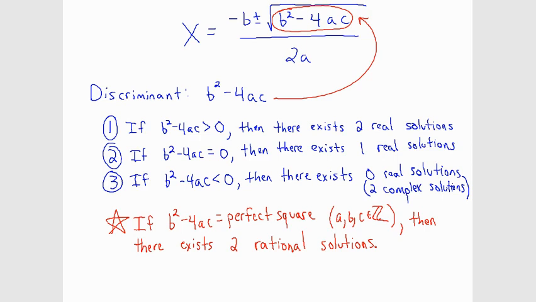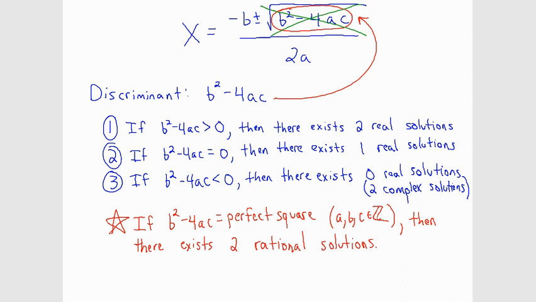If it's equal to 0, well, the square root of 0 is 0. What effectively would happen is that the square root would go away and you get negative b over 2a, which is just one solution. The two real solutions would be taken care of by the plus or minus, but that goes away with the 0. And then if it's less than 0, then there exist 0 real solutions or two complex solutions, depending on where you're at in your education and what your teacher wants you to know.